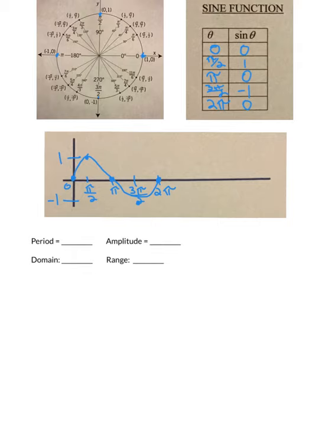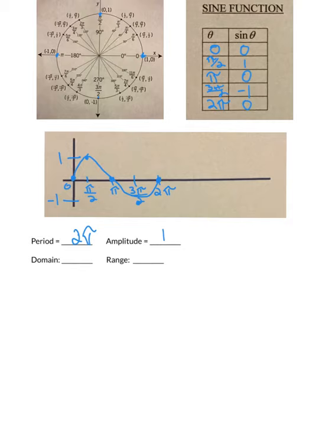Now that we have the graph in place, let's look at some characteristics of this graph. The period of the sine function. How long does it take us to go through one full cycle of this function? 2 pi. The amplitude. Amplitude means what's the highest and lowest that it goes. Notice that the highest it goes is to +1, the lowest that it goes is to -1. Amplitude is always positive, so the amplitude is 1.